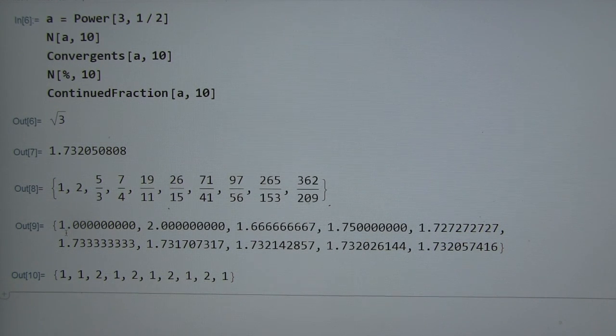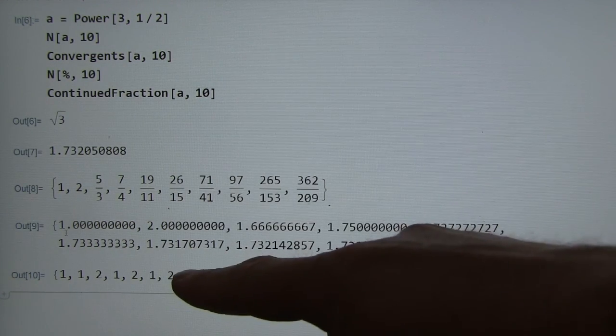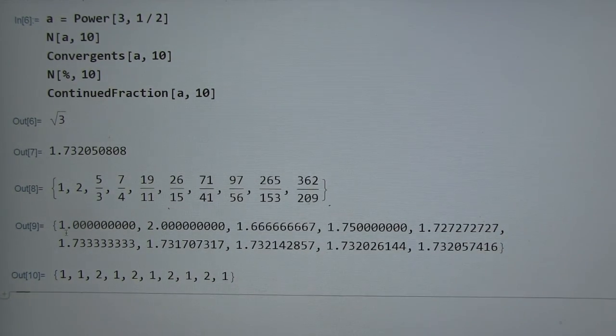Okay, good. So we're going to go to the next video, and I'm going to have you look at a few more square roots, and instead now we're going to be focusing just on the actual continued fraction itself.